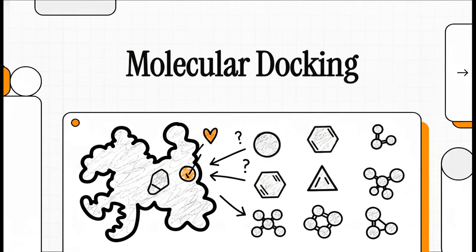Today, we're going to explore how computational simulations are completely revolutionizing drug discovery. I want you to think of it as a microscopic dating app for molecules. Imagine trying to find one absolutely perfect match out of millions of candidates, but having to do it at a molecular level. That is exactly what molecular docking does for modern science.